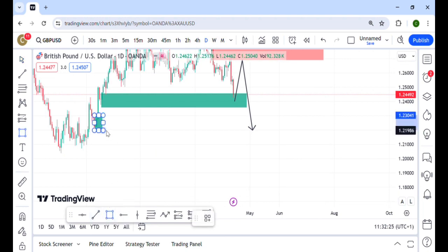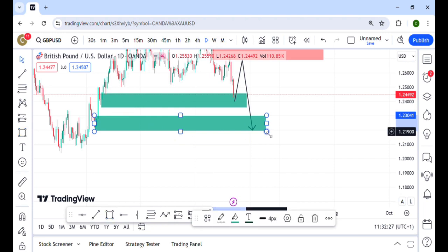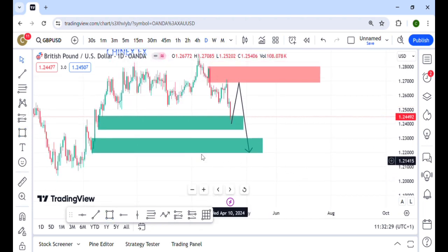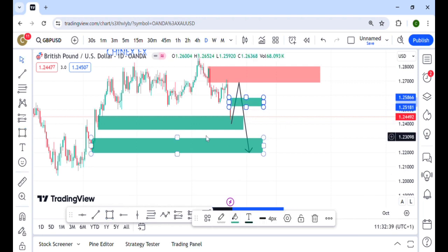because there's still another unmitigated demand zone. So from these areas you can actually look for a push up to the upside, but not forgetting that the overall trend is bearish. So we should expect sells from here and probably a sell from this region as well.